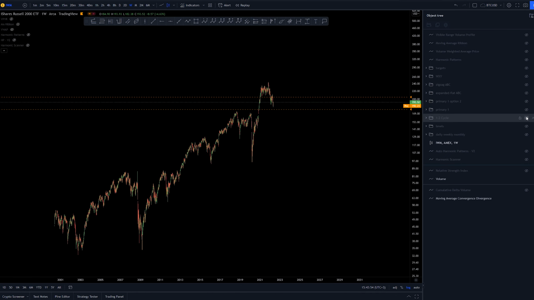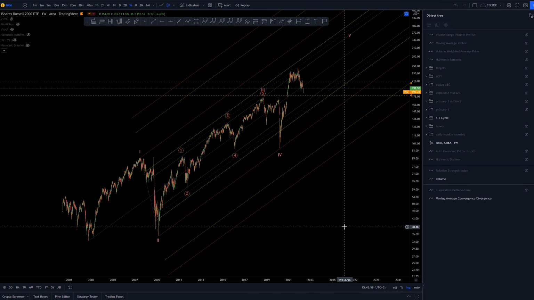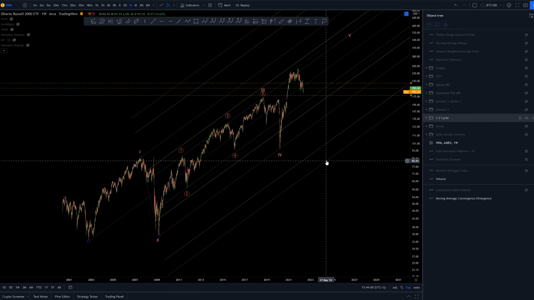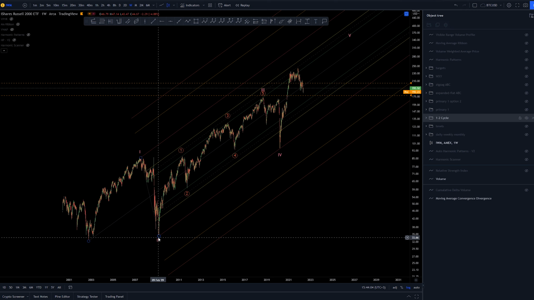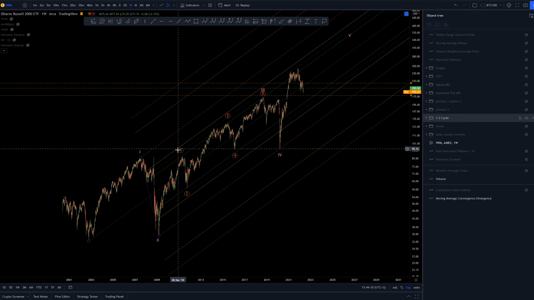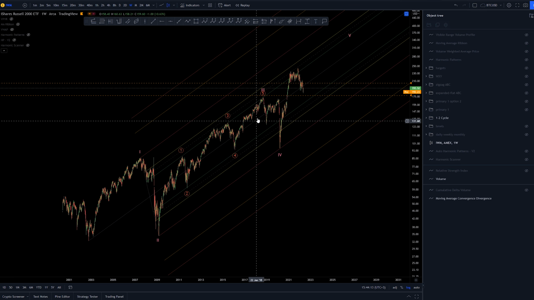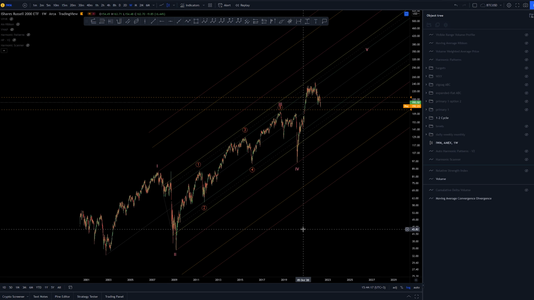So hide these and let's go. This is basically the idea I have here on overall markets. We got a cycle 1 done, cycle 2 done, and then 1, 2, 3, 4, 5. 4 is not overlapping with 1 here, so it is valid. And then we get to 3.